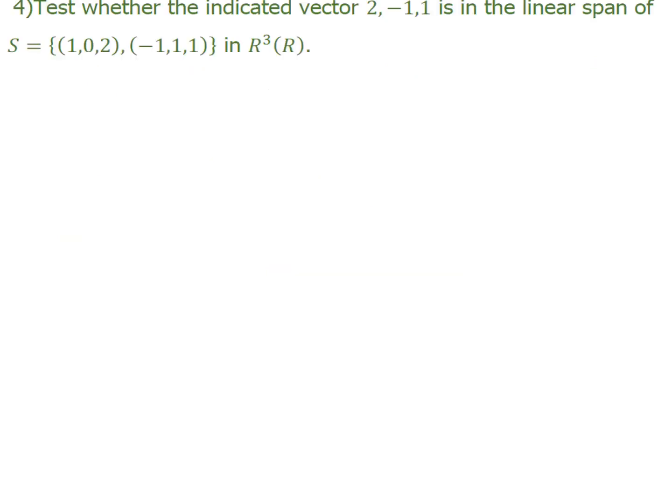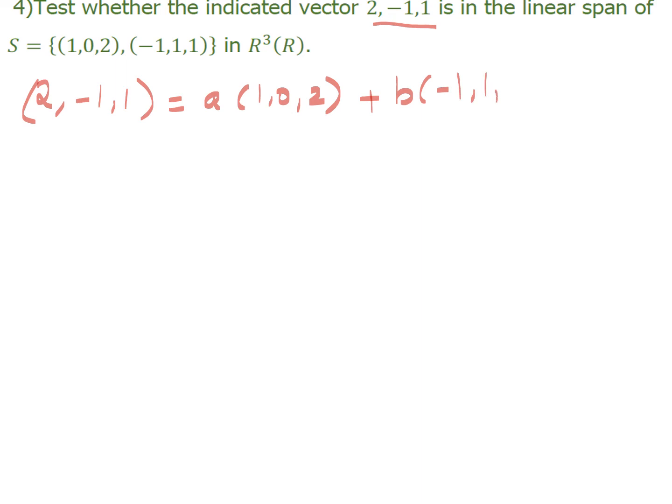So here we are going to check whether the vector (2, minus 1, 1) is in the linear span of S. S has two vectors: (1, 0, 2) and (minus 1, 1, 1). What we will try to do is take this vector as a linear combination of the two vectors of S: A into this plus B into (minus 1, 1, 1). Now let us equate the components. The first component: it is A here and it is minus B. So this is my first equation.